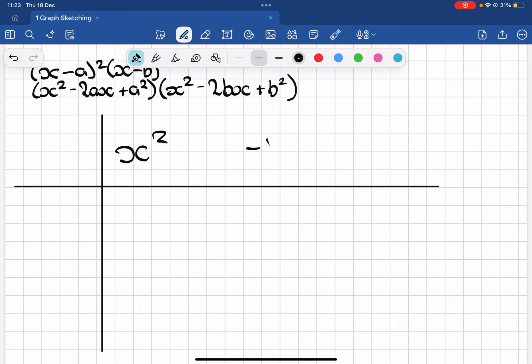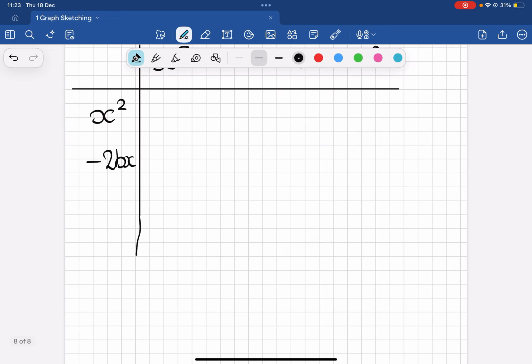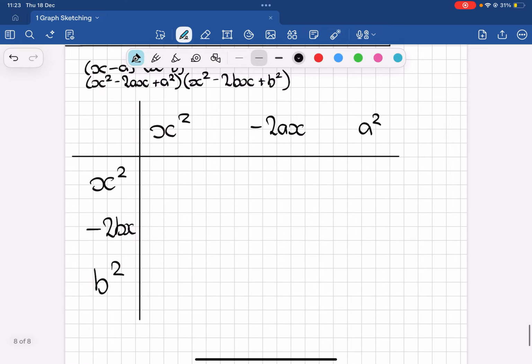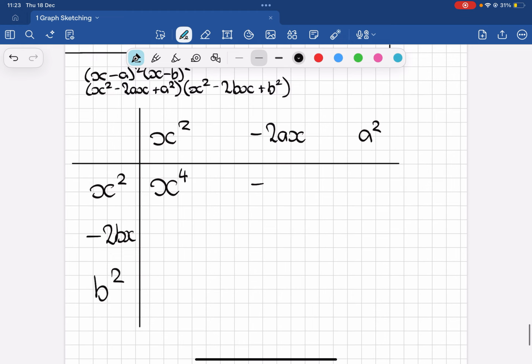x squared minus 2ax plus a squared, and x squared minus 2bx plus b squared. So x squared times x squared is x to the 4. x squared times minus 2ax is minus 2ax cubed. a squared times x squared is a squared x squared.